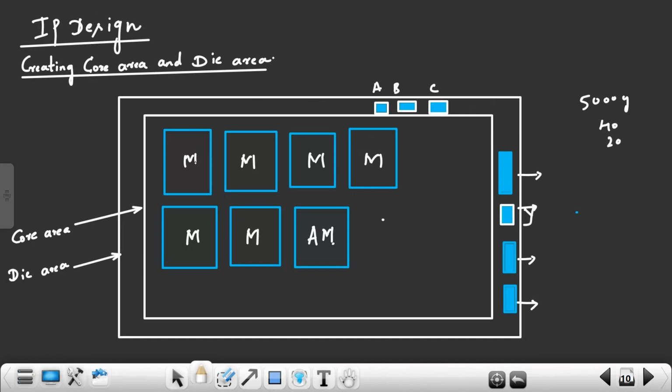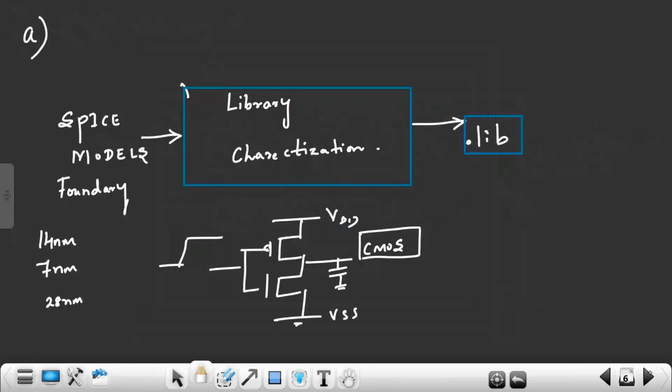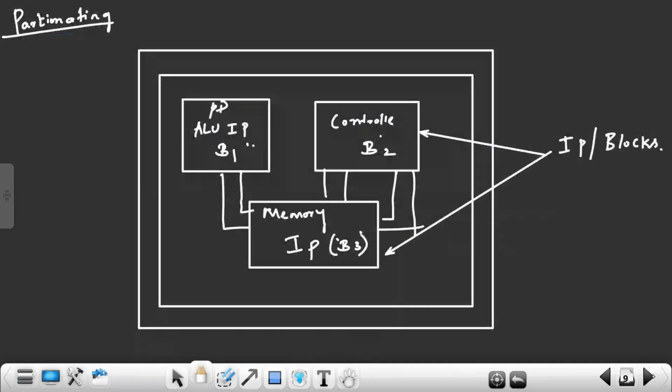Macros are nothing but small circuits which will go through all these steps, right?